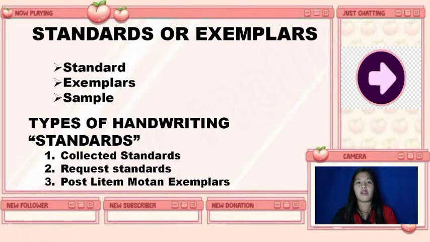The last type of handwriting standards is post litem motam exemplars. These are writings produced by the subject after evidential writing has come into dispute and solely for the purpose of establishing contentions.